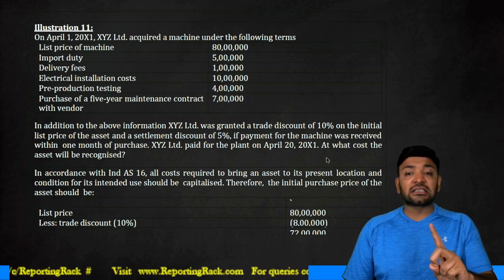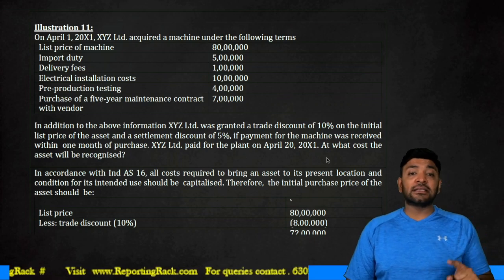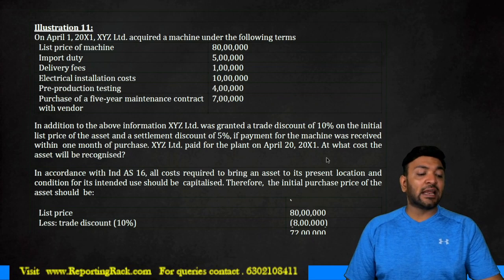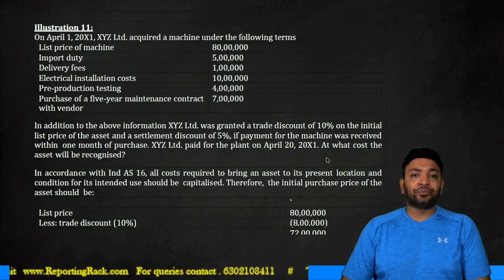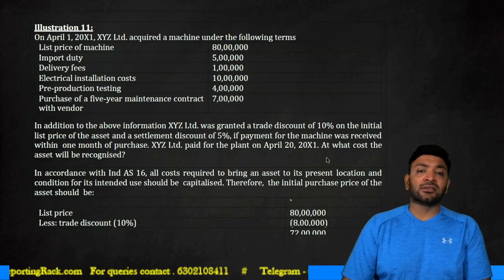How much is your trade discount? 10% of the list price. What is your list price? 80 lakhs. From 80 lakhs, 10% discount is 8 lakhs. Correct? The balance of the asset is 72 lakhs.